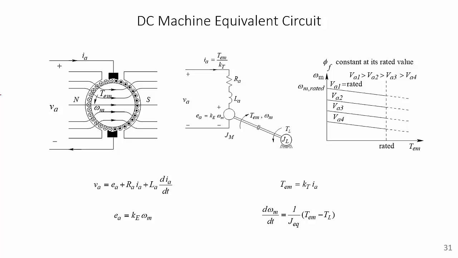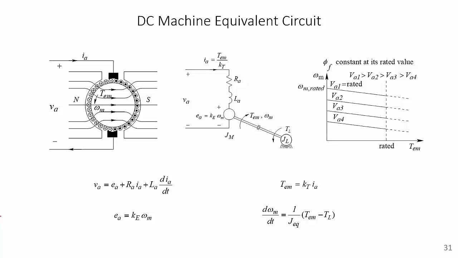The rotor consists of the armature winding that is evenly distributed. The commutator brushes ensure that the flux established by the current in the rotor windings is always along the direction of the flux established by the stator permanent magnets. The image in the middle shows the equivalent circuit of a DC motor. The equations on the bottom can be easily derived from this equivalent circuit.